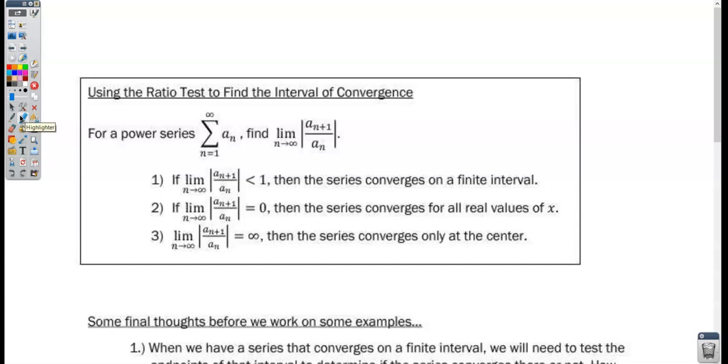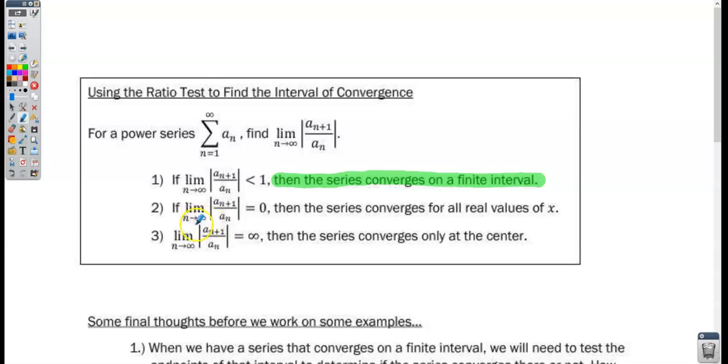So, if I'm using the ratio test to find the interval of convergence, I set up the ratio test for a power series, the sum from 1 to infinity of a sub n. I'm going to find this limit as n approaches infinity of the absolute value of a sub n plus 1 over a sub n. If this value is less than 1, then the series converges on a finite interval. That's the first of those 3 style convergences that we were talking about in our convergence theorem on the previous page.